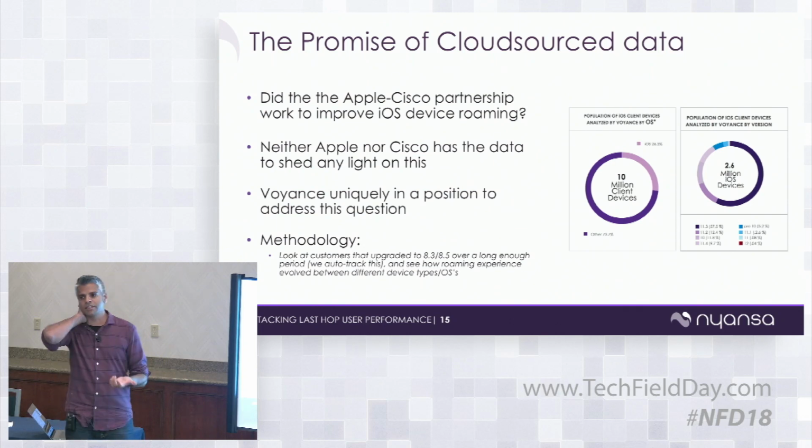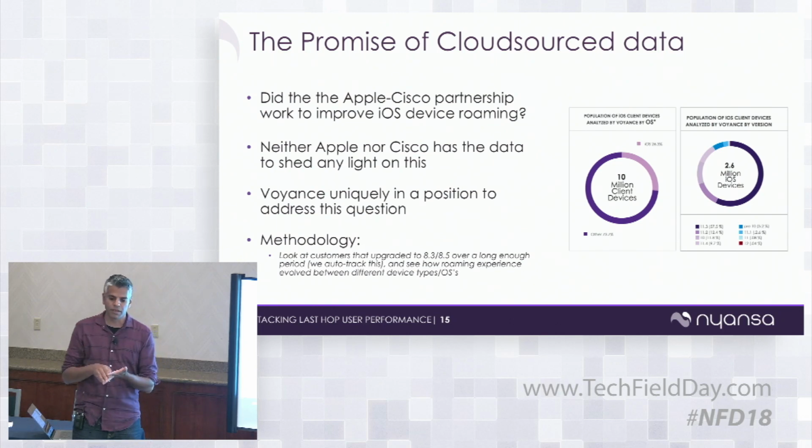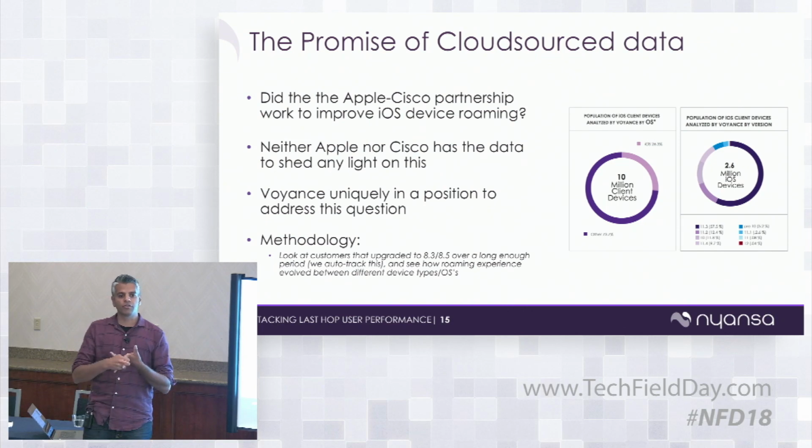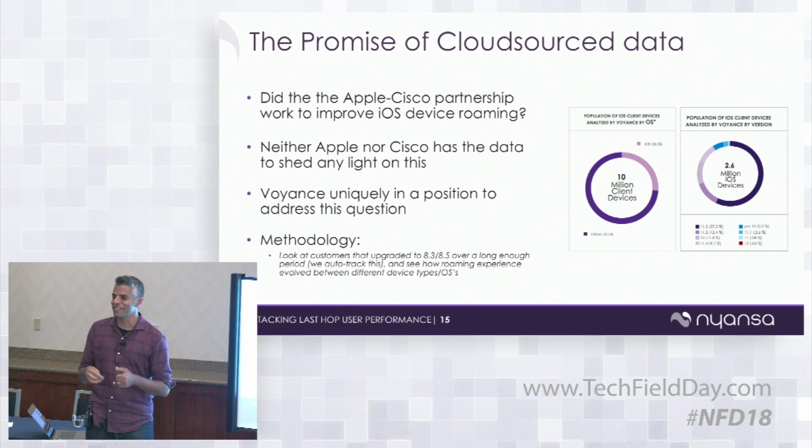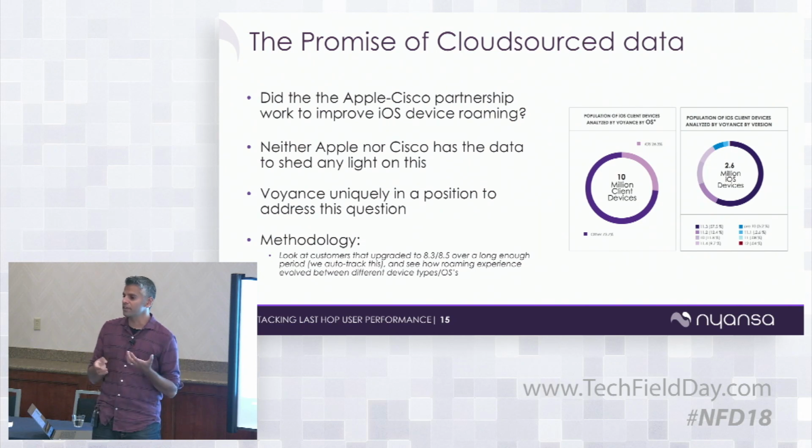And so the methodology we decided to use is, there are a lot of things that go into roaming performance, right? Coverage, the speed of your RADIUS server, a lot of other things. And we said, that analysis will take a long time. Let's just do something very, very simple. Let's just look for customers that upgraded their code. We automatically track code upgrades because we look at configs and we do diffs on config.